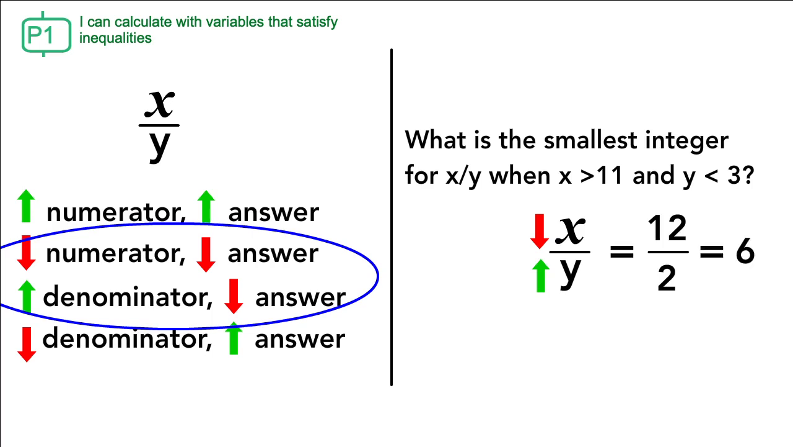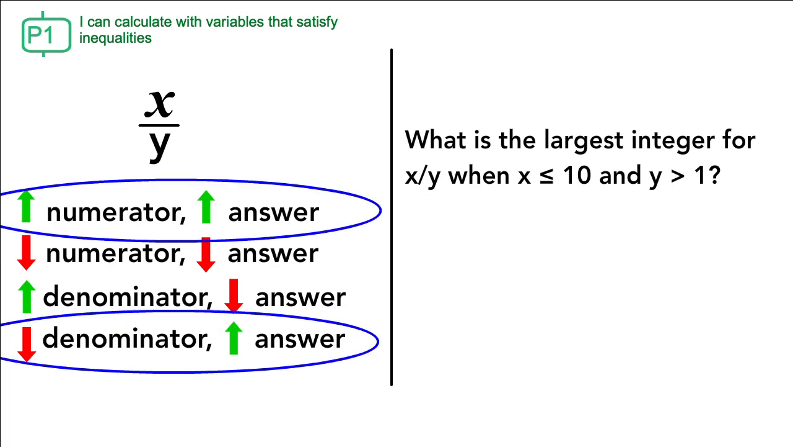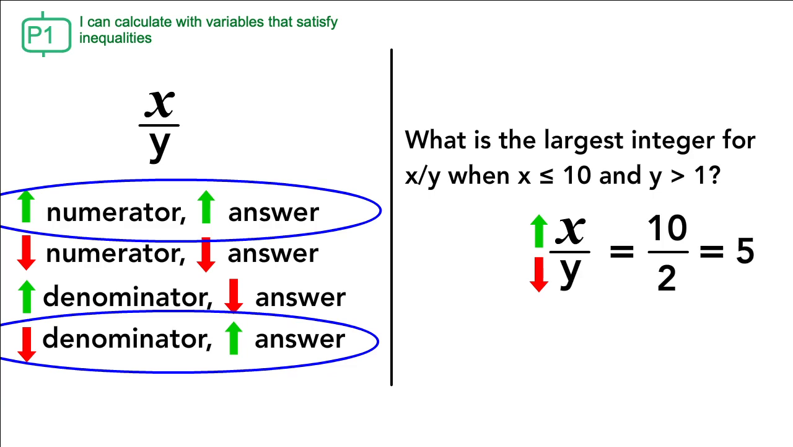For the last expression, using what we established with the previous, we want the answer to be as large as possible. So the numerator is as large as possible and the denominator has to be as small as possible. So for this question, the largest integer for x is 10, and the smallest integer for y must be 2. The final answer is 10 divided by 2, or 10 over 2, equals 5.